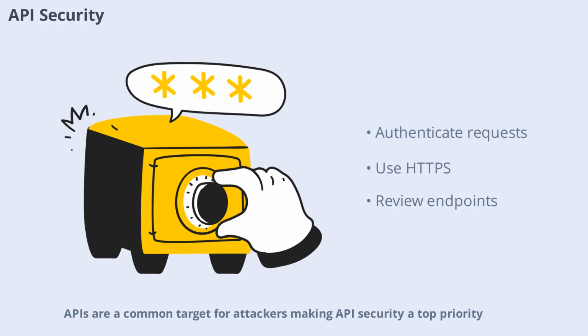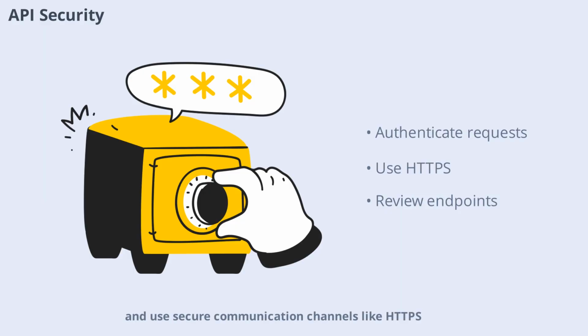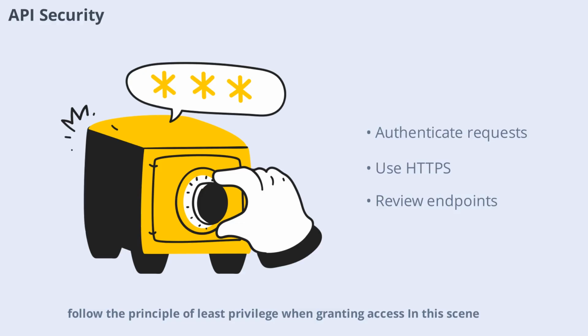APIs are a common target for attackers, making API security a top priority. Always authenticate and authorize API requests, validate input, and use secure communication channels like HTTPS. Regularly review your API endpoints for vulnerabilities and follow the principle of least privilege when granting access. In this scene, we'll cover essential practices for securing your app's APIs.